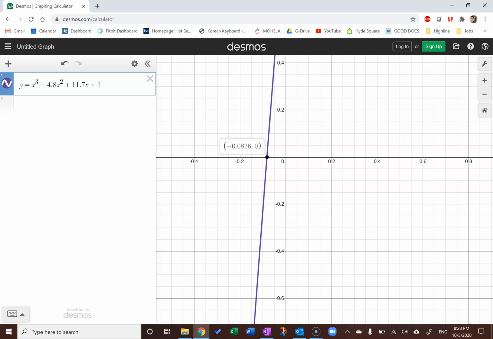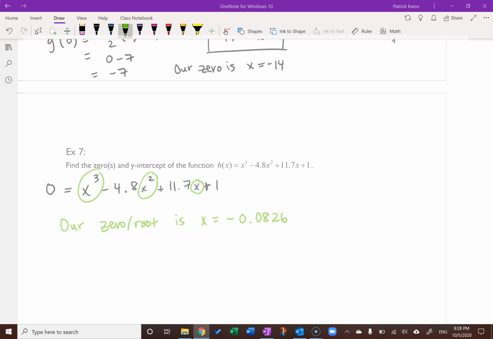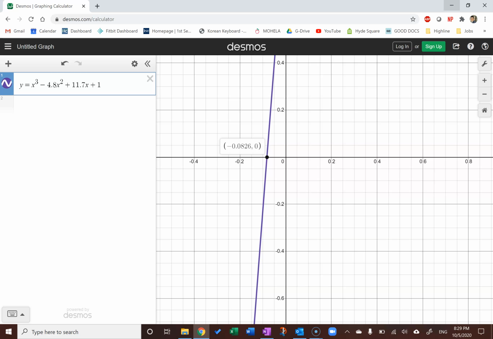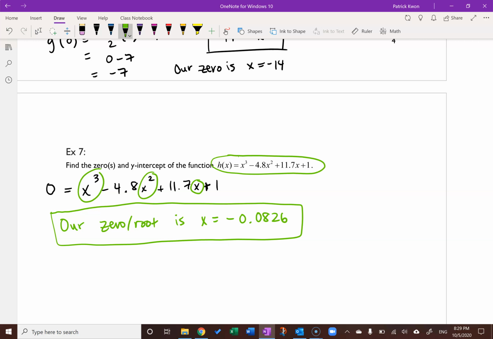Okay, so our 0 or root is x equals, let's see if I can remember it, -0.0826. Was that the number? Oh, hey, I remembered it. Awesome. Okay, so that is our answer. We will learn to solve a little bit more complicated equations later in the class, but for now, something like this, we're going to need a graphing utility in order to figure out what x value makes the output 0.